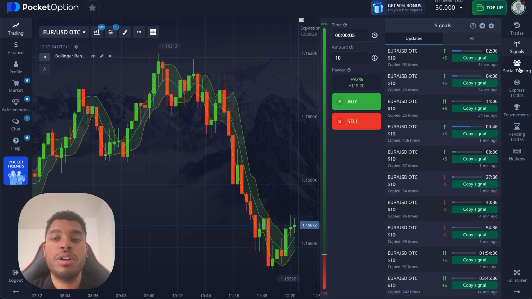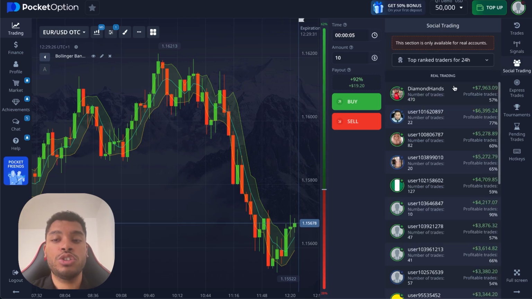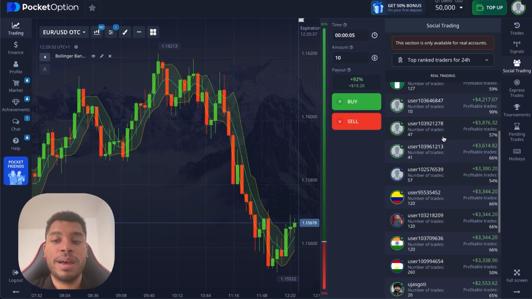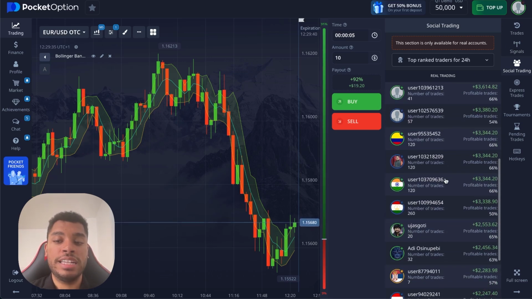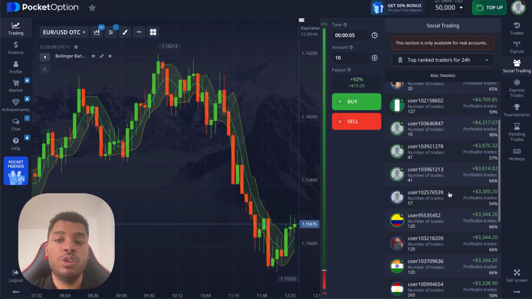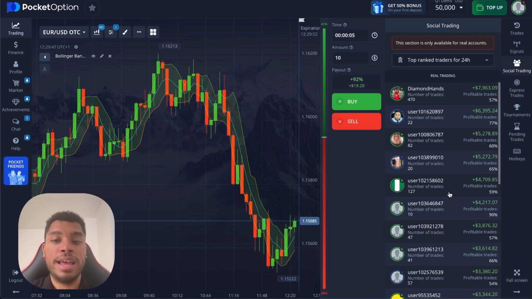Below the signals you have the social trading. This is another function of Pocket Option that basically allows you to copy other traders. This is a bit better compared to the signals, but as you can see here, most of the traders also in this case have around a 50 to 60% probability of winning, and the reason is because most of them are manual traders, and this means that a lot of times they may make human errors that when it comes to robots and algorithms don't happen, and that's why, for example, we're able to get a 90% win rate.